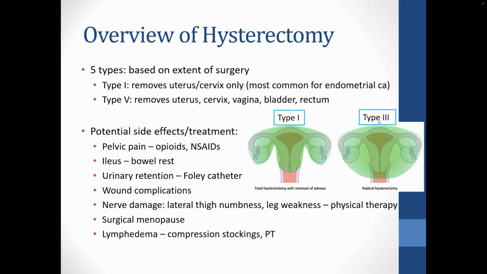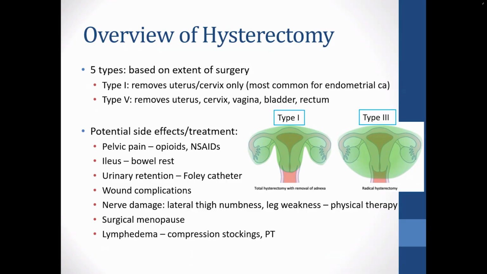A type 3 hysterectomy is somewhat intermediate in aggressiveness between the type 1 and type 5. You'll see the ovaries, fallopian tubes, uterus, and cervix are removed, but there is a little bit more vagina that is removed with a type 3 hysterectomy, as well as this tissue next to the uterus and cervix called the parametrium that is also removed. A type 3 radical hysterectomy is the typical hysterectomy performed for cervix cancer, whereas for endometrial cancer, a type 1 hysterectomy is most common.